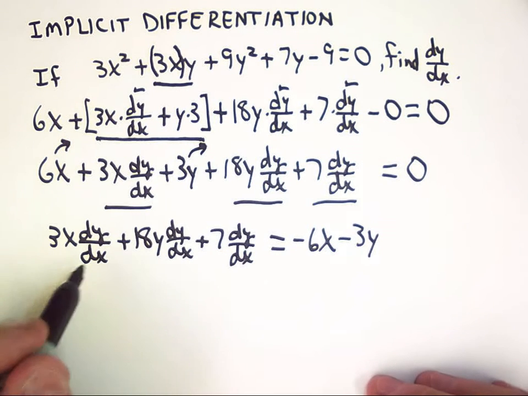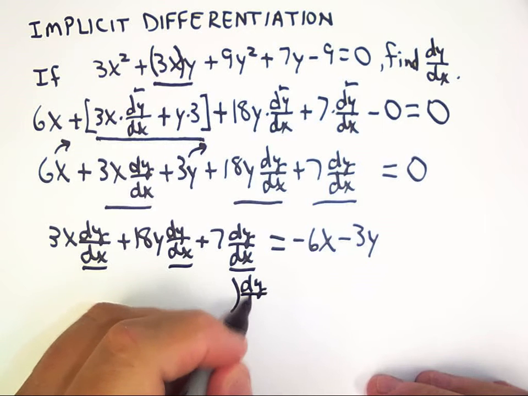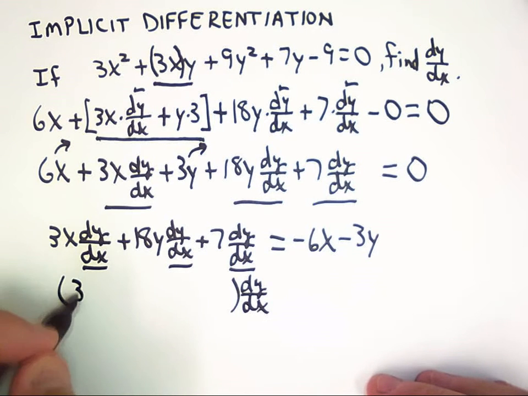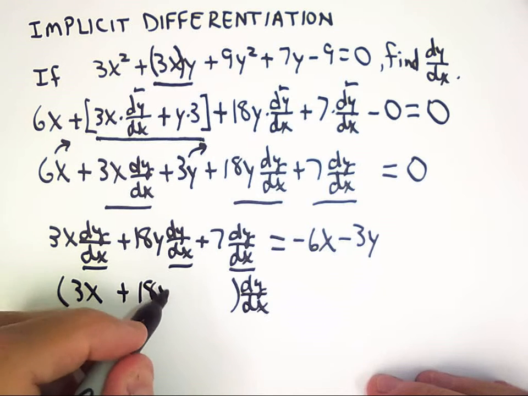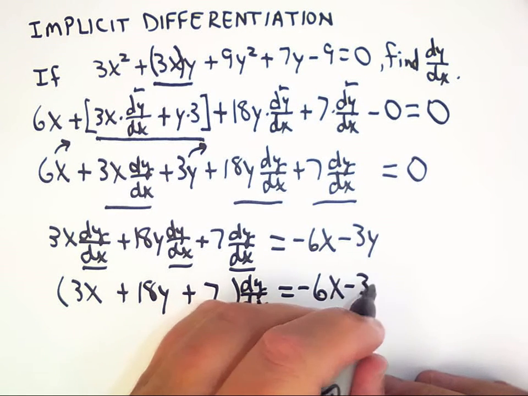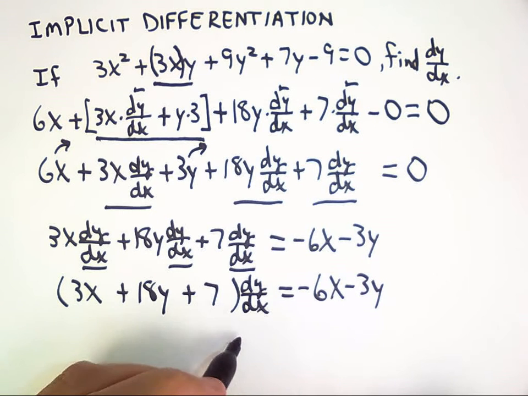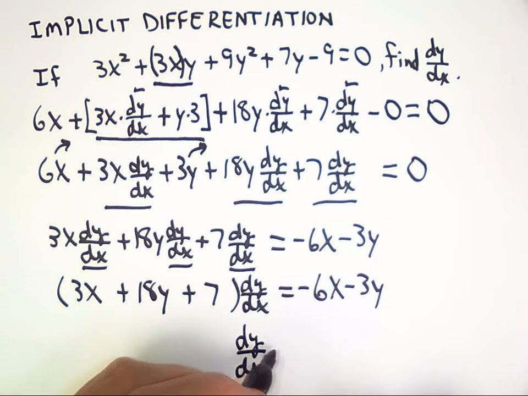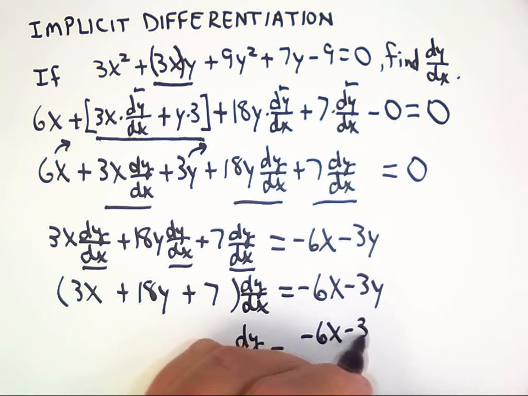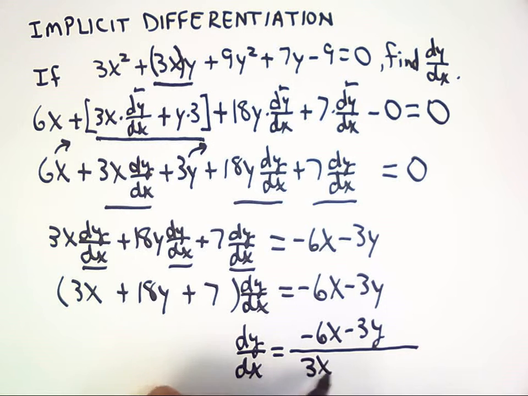Now that I have dy over dx in every term on the left, I can factor it out. So if I factor a dy over dx out on the left, I'm left with a 3x from this term, an 18y from this term, and a 7 from the final term. Now if I divide both sides by this quantity on the left, this 3x plus 18y plus 7, I'll have dy over dx. So dy over dx is minus 6x minus 3y divided by this factor here, which is 3x plus 18y plus 7.